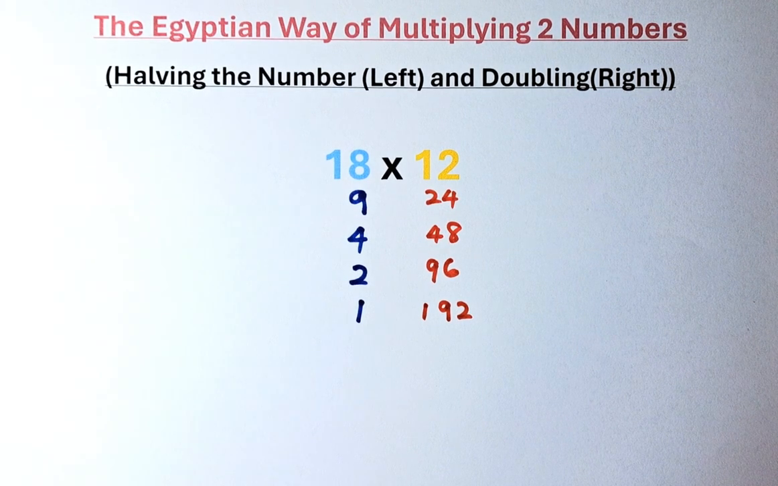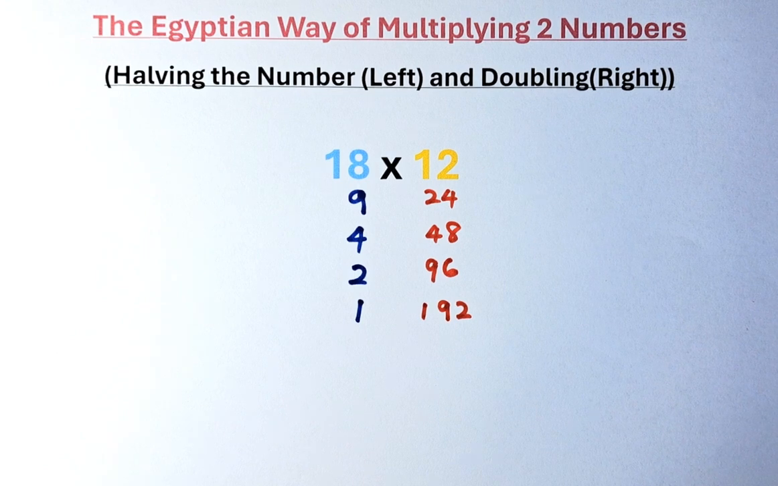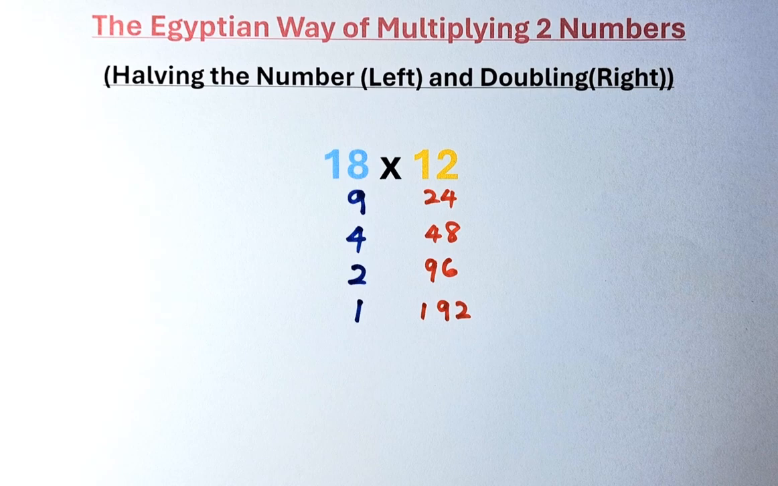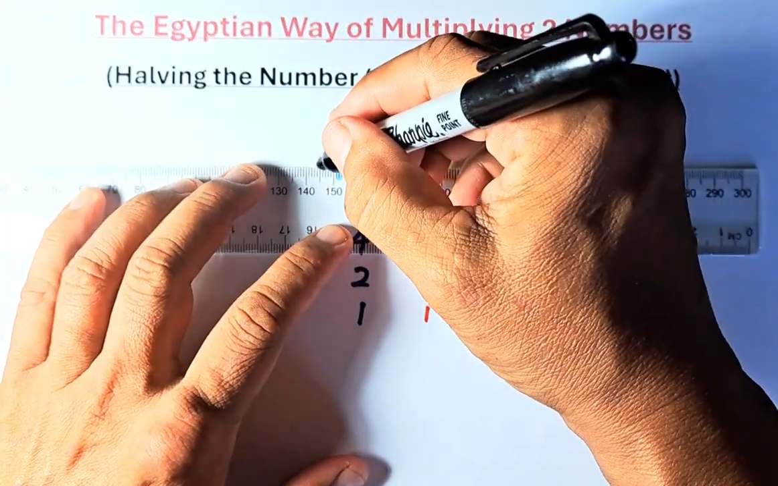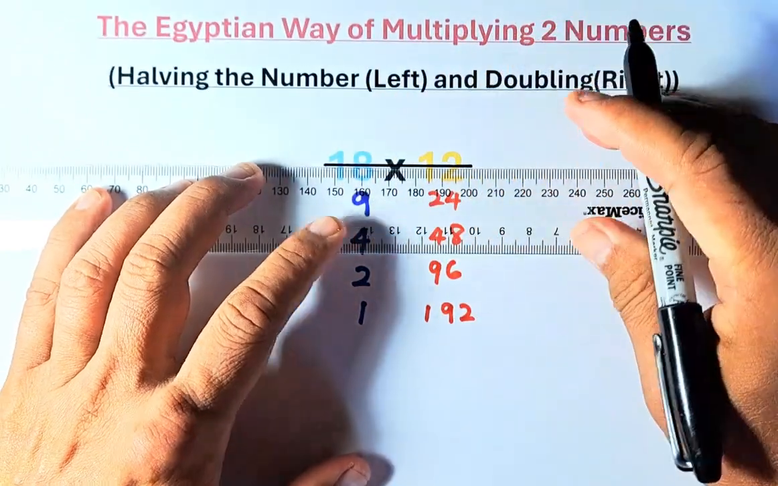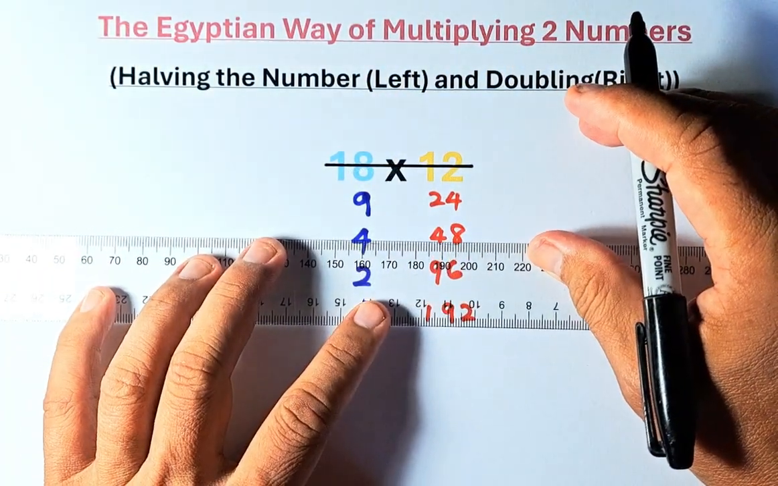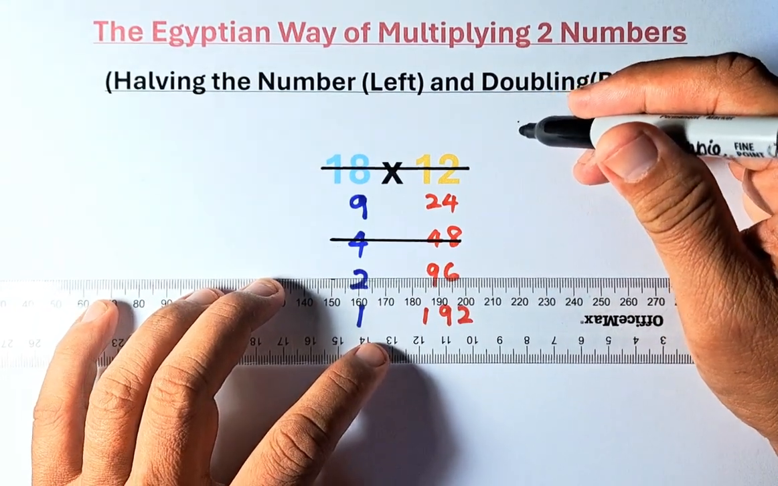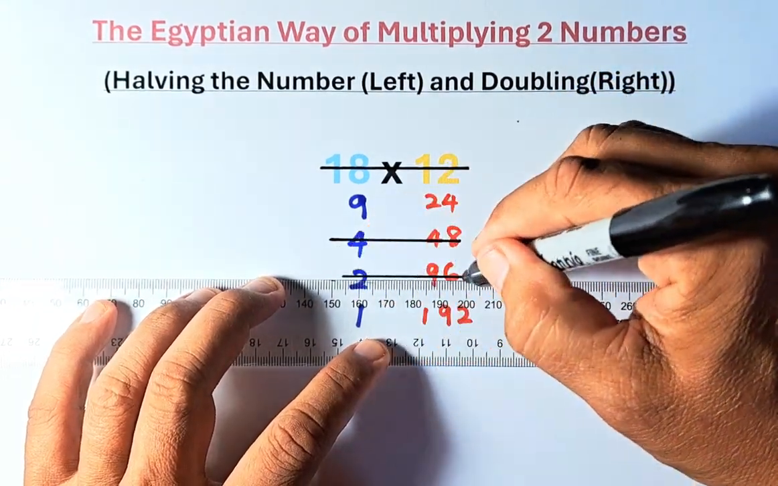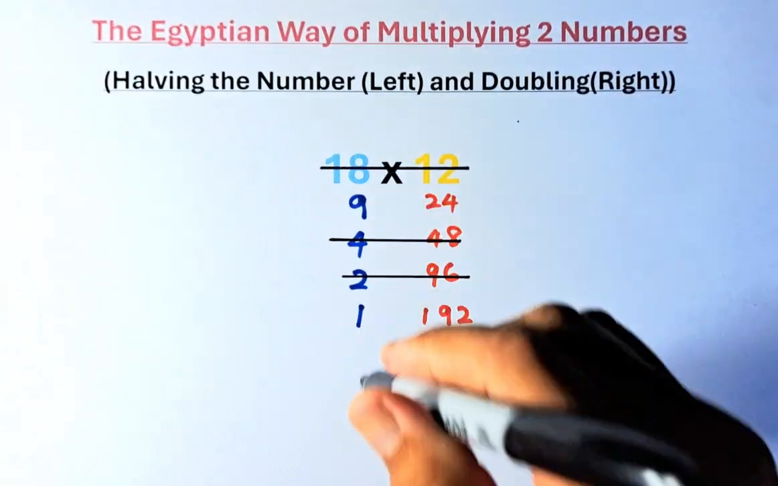What we're going to do now is take out all the rows that start with an even number. So 18 and 12, 18 is even, so we're going to cross it out. Okay. 4 is also even, so we're going to cross it out. 2 is also even, we're going to cross out the 2 and 96. And now 9 and 1 are left.